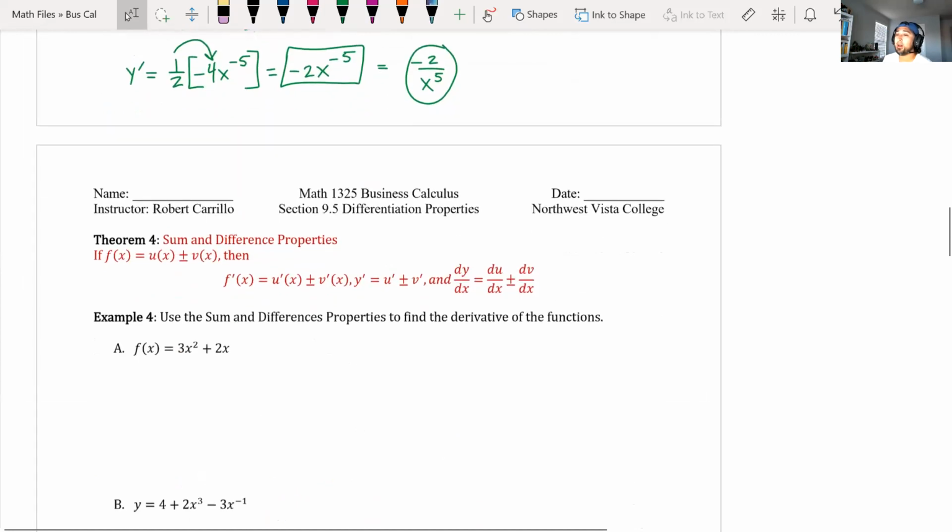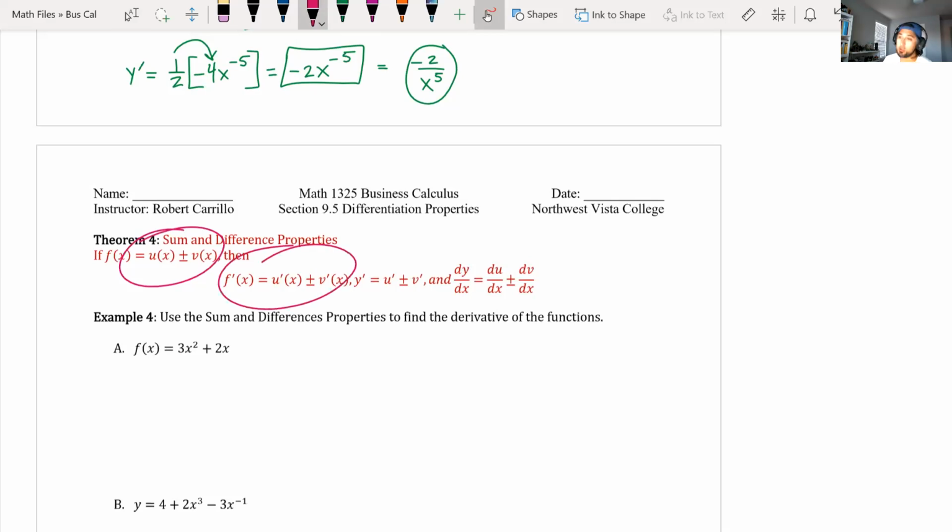All right. And now, theorem 4, the sum and difference properties. So if you are given two functions, u of x plus or minus v of x, then the derivative can be applied over multiple terms, as you see there. If you take the derivative, you get u prime of x plus or minus v prime of x. So if you're given 5 terms, you can take the derivative of all 5 terms. No matter how many terms you have, you can still take the derivative of all of them. So that's what we're going to do down below.